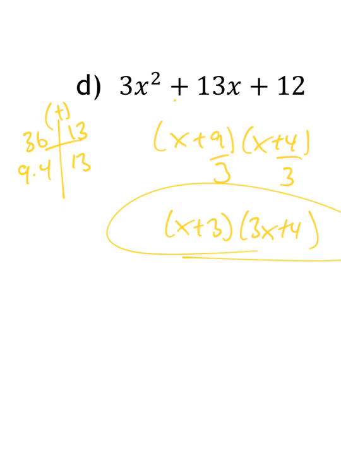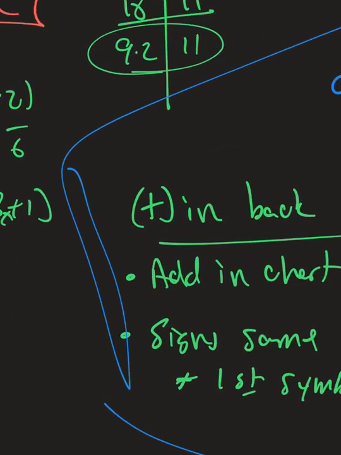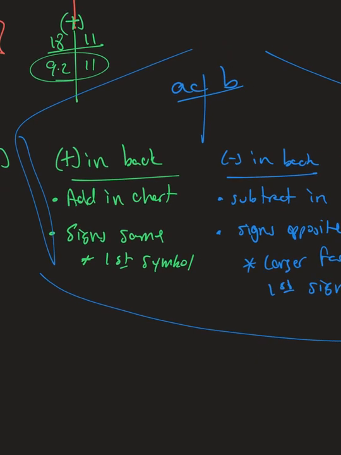And there we go. So factoring this once again goes through my chart. Plus in the back means you're going to add in the chart. The signs are the same. They're both the same as the first symbol, so whatever symbol is in front of the bx, the positive or the negative. If it's a minus in the back, they subtract in the chart, and your signs are opposite, and the larger factor gets the first sign or first symbol.